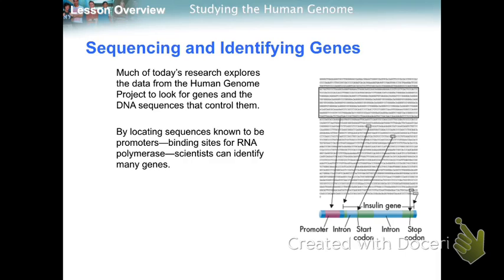Research today is focused on interpreting the data from the Human Genome Project to look for genes and the sequences that control them. This is done by locating sequences known to be promoters. Remember, promoters are binding sites for RNA polymerase. This is how scientists can identify many genes. You can identify the gene, but then you have to figure out what protein it makes.